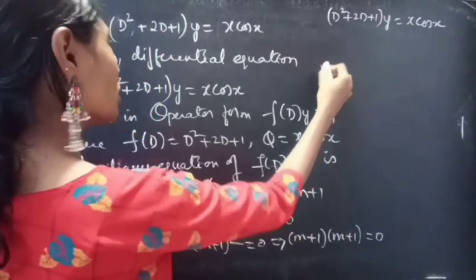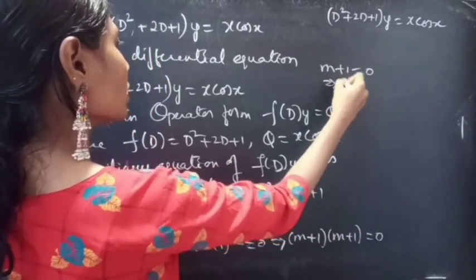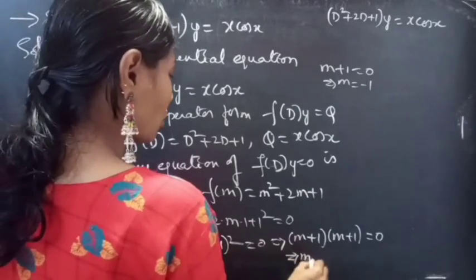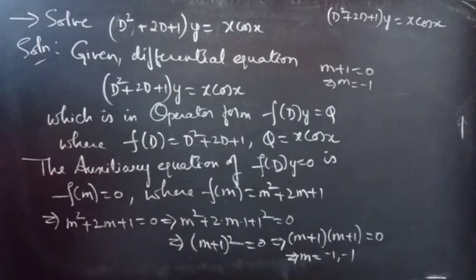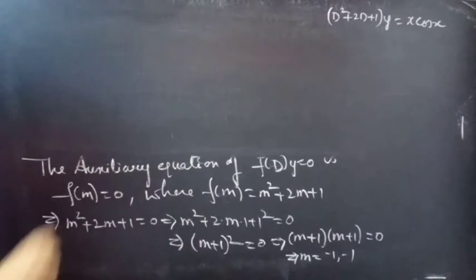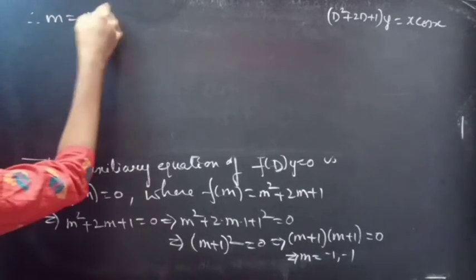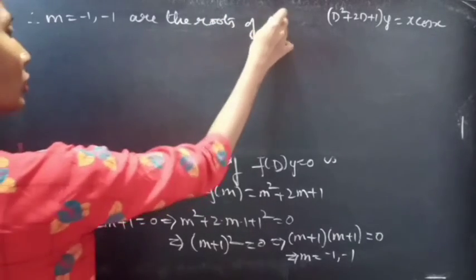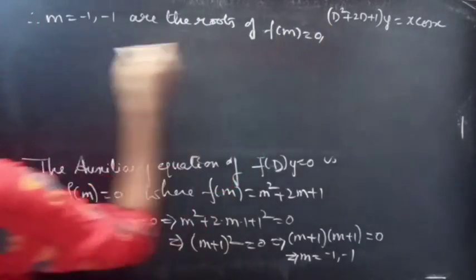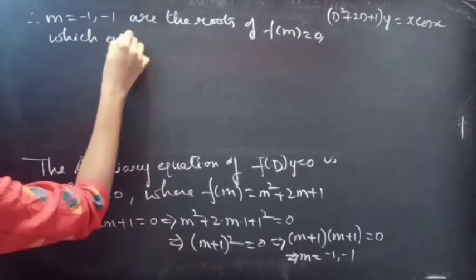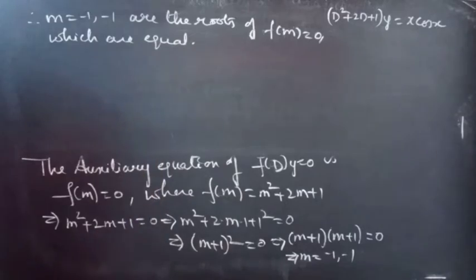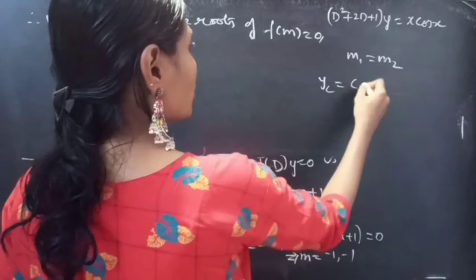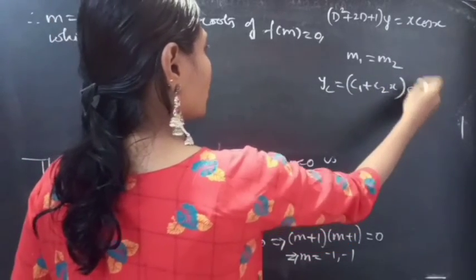Now equate each factor to 0. If m plus 1 equals 0, then m equals minus 1. Since m plus 1 is repeating twice, we'll get m equals minus 1 and minus 1, equal roots. Therefore, m equals minus 1 are the roots of f of m equals 0, which are equal. We know that when two roots, say m1 and m2, are equal, then yc looks like (c1 plus c2 x) into e power that equal root into x.